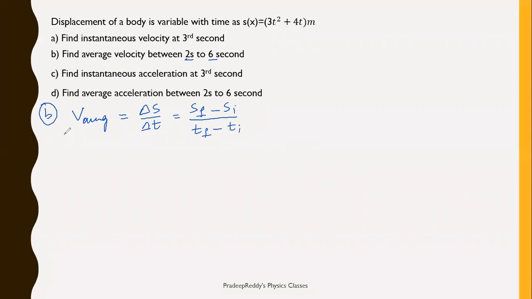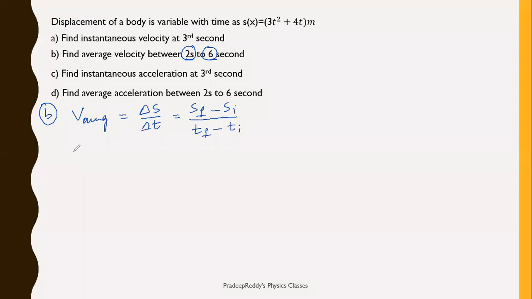Now, in order to find the average velocity, you need not use differentiation in this example, because for finding instantaneous velocity we use differentiation. But for finding average velocity, you should use the basic kinematic concept. You need not go for integration or differentiation. Simply, we will be using this. First, in what time is he asking us to find the average velocity? Second second to 6th second.